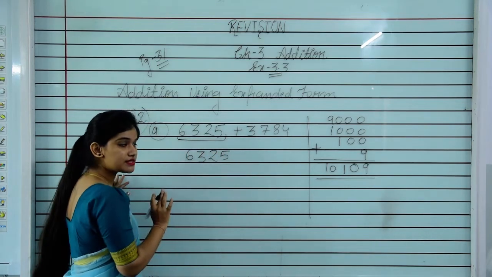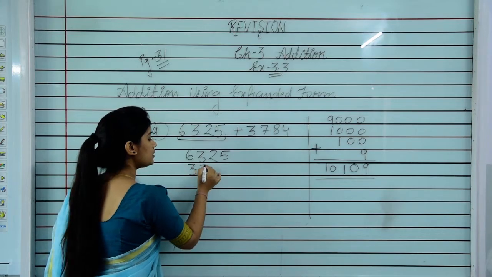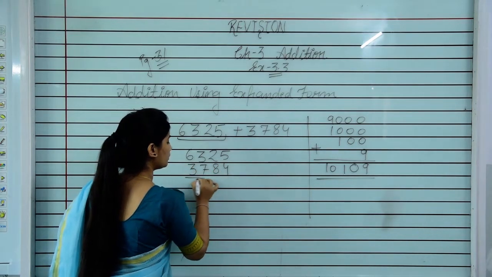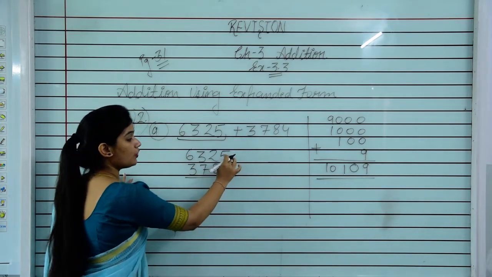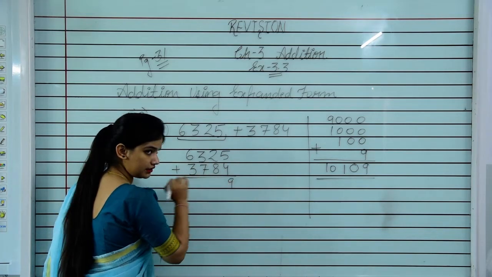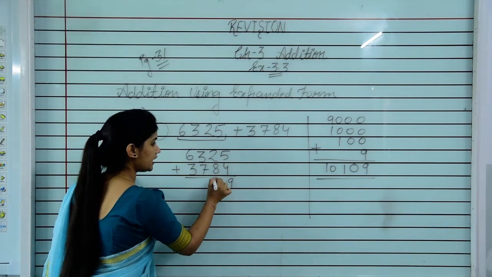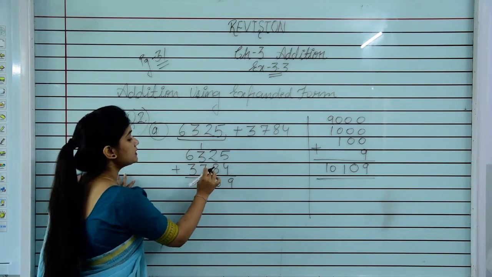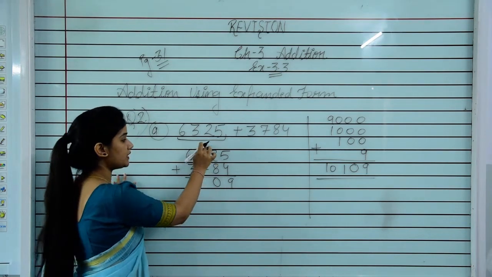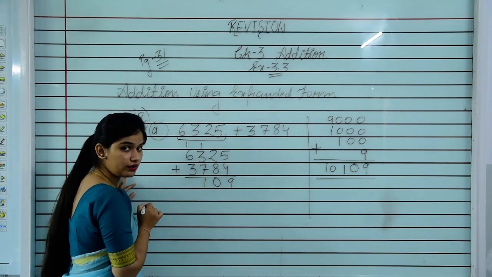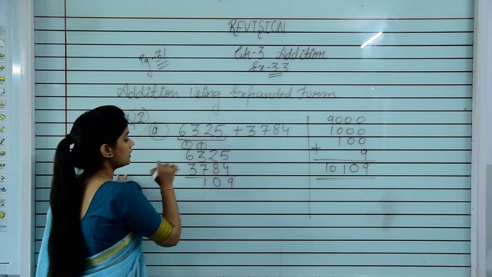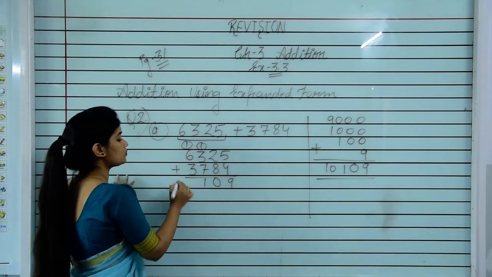6325, it was the first number. Then the next is 3784. Understood? Now 5 plus 4, 9. 8 plus 2, 10. Carry over 1. 7 plus 3, 10. Plus 1, 11. Carry over again 1. 6 plus 3, 9. Plus 1, 10.